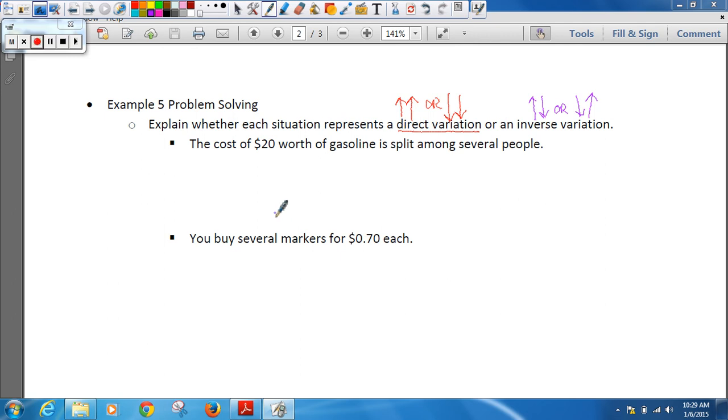So if I look at this first one here, the cost of $20 worth of gasoline is split among several people. Okay, well, if we think of this as the number of people you are splitting it with goes up, what happens to the cost that you are going to pay? Well, if more people are splitting it, the amount that you pay per person would go down because you're splitting it among more people. So because as one goes up and the other one goes down, this one would be an inverse variation.